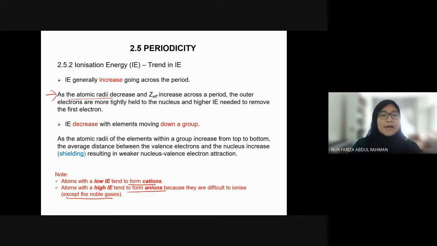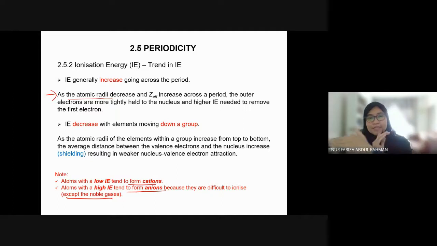Alright. Why do they say atoms with low ionization energy tend to form cations? We know group 1 and group 2, right? So group 1 and group 2, we know that they tend to form cations. Why do they tend to form cations? Because they have low ionization energy. Meaning the energy, well, they sit on the left side, right.